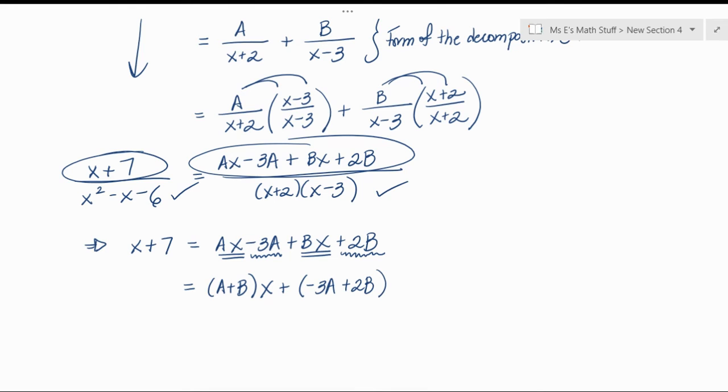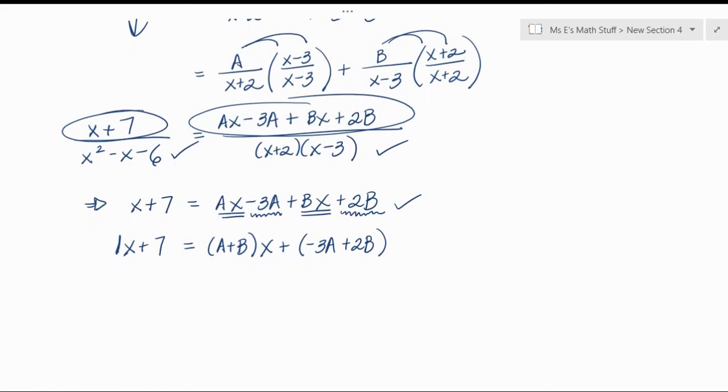So I hope it makes sense. What I have here is equivalent to what I had in the line above. And it's supposed to equal x plus 7. And something that we don't normally write, but I'm going to make a point of it, is on the left we have 1x.